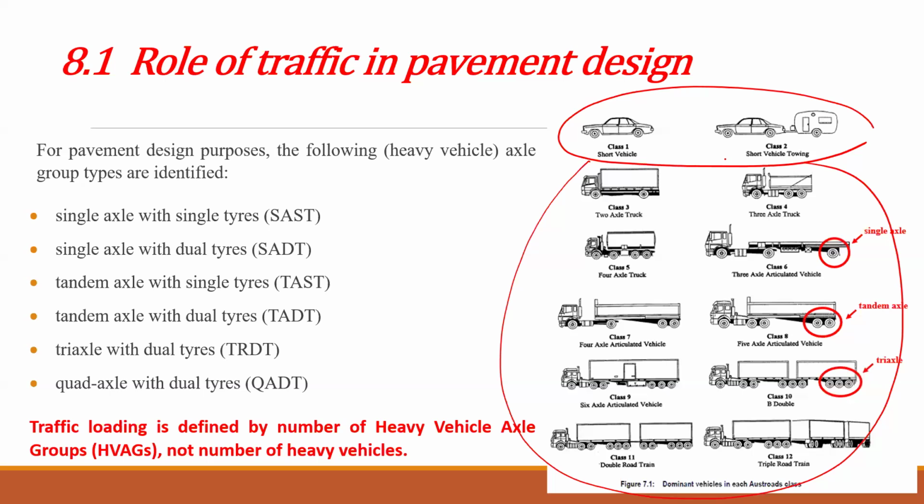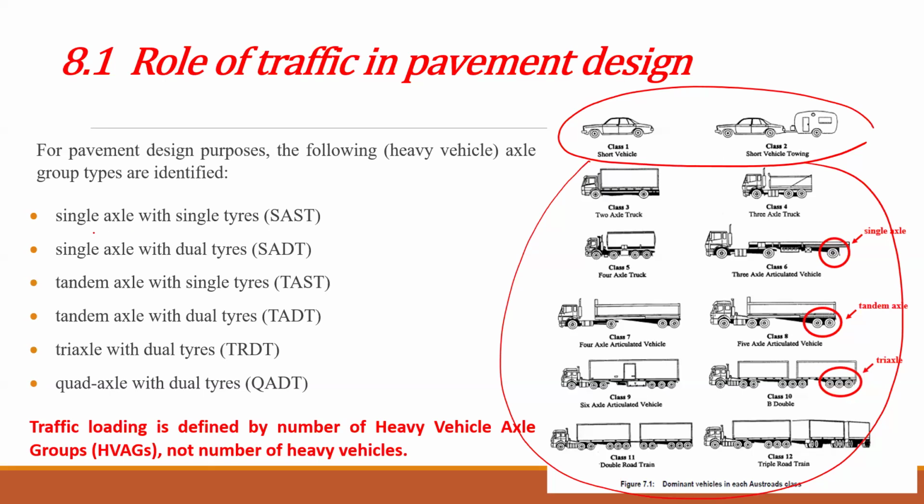Light vehicles are important for the geometric design part, because we need to know the volume to find out how many lanes we need, whether it should be a roundabout or a traffic light junction. To find all that for the geometric part, yes, we need to know the total volume of the vehicles. But for the structural design part, we only consider the heavy vehicles, because they are the only thing that will damage the pavement. Are we good?